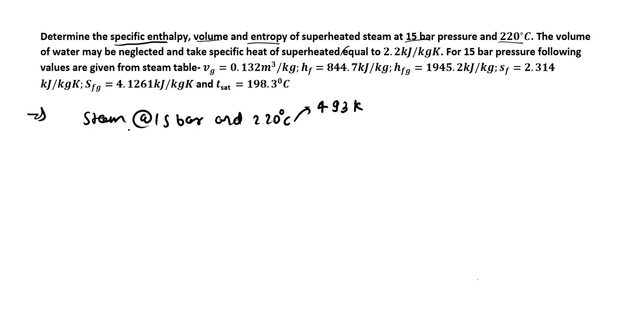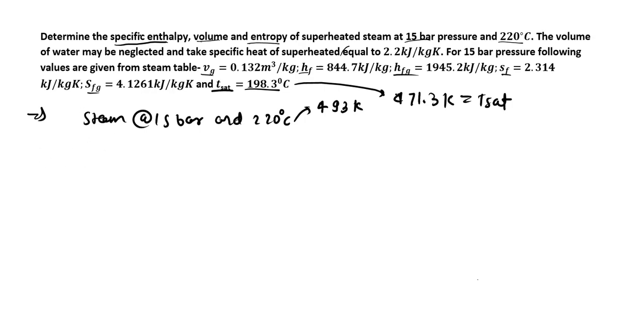We have for 15 bar pressure the following values: Vg, Hf, Hfg, Sfg, and T saturation. T saturation we will again convert into Kelvin, which is 273 plus 198.3, giving you 471.3 Kelvin as your T saturation. So as you have all of these values, you can just solve the question.